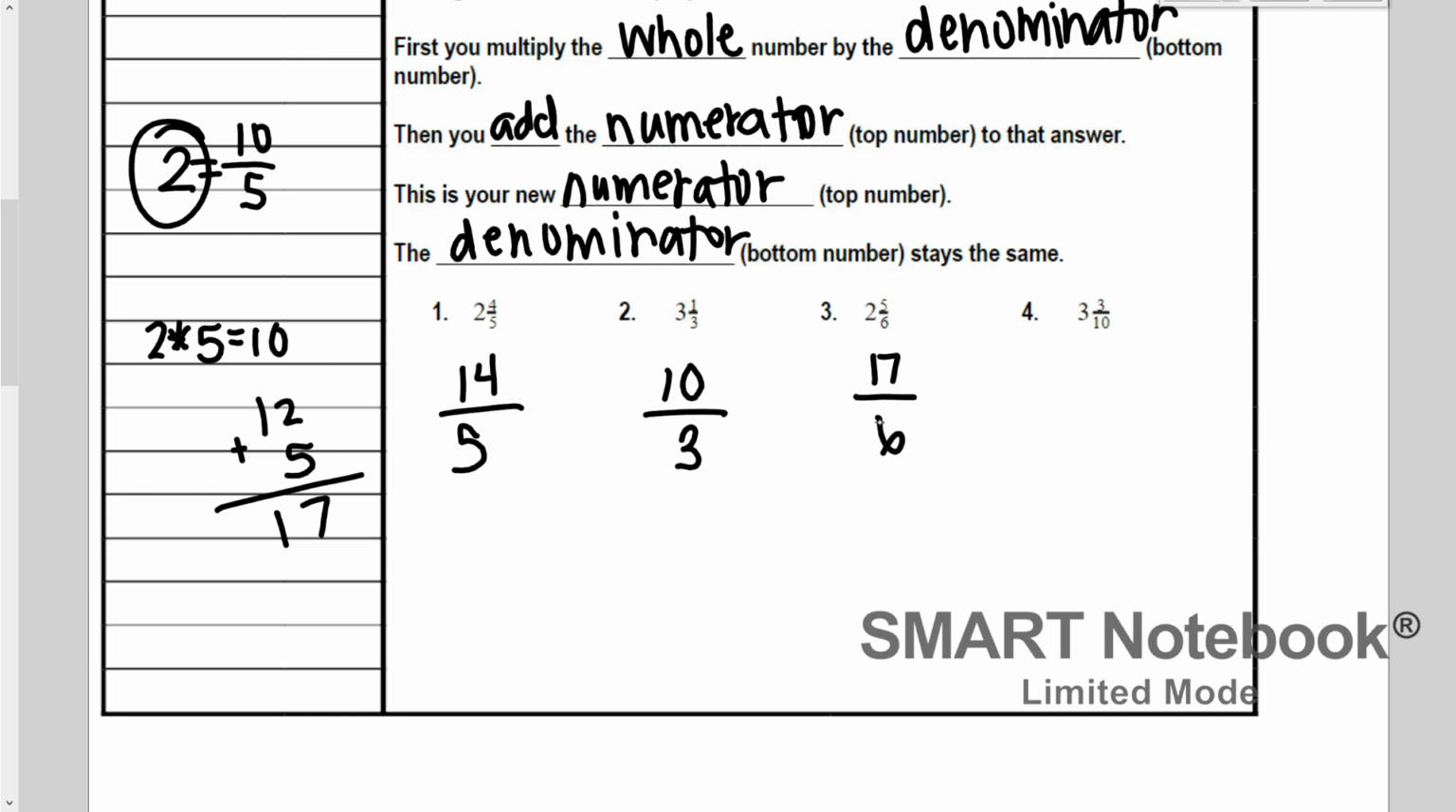All right, number 4. We've got 3 times 10. 3 times 10 is 30, plus the 3 gives us 33. Denominator stays the same, tenths. Okay, so we will be using that skill for the whole entire time that we are learning fractions in 6th grade.